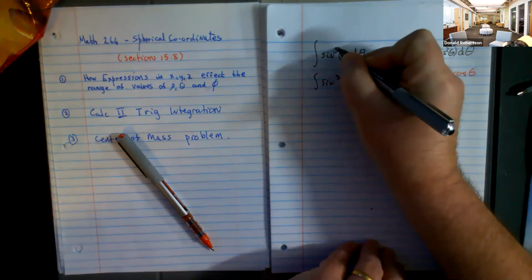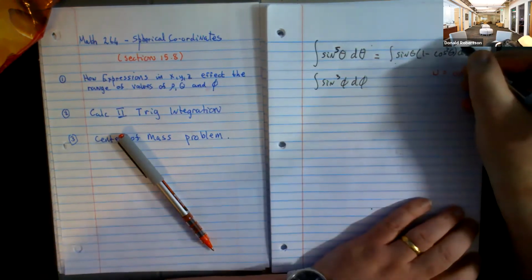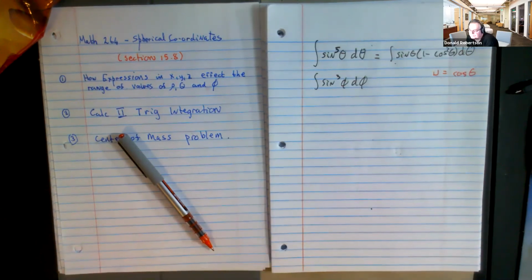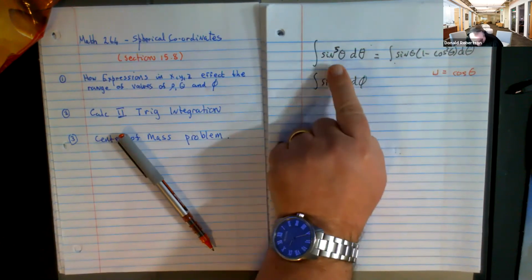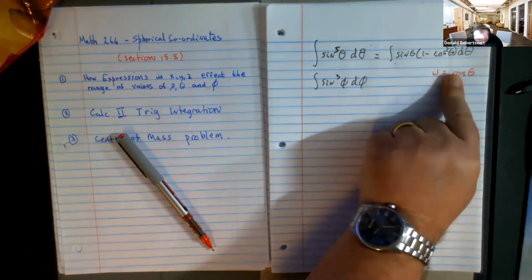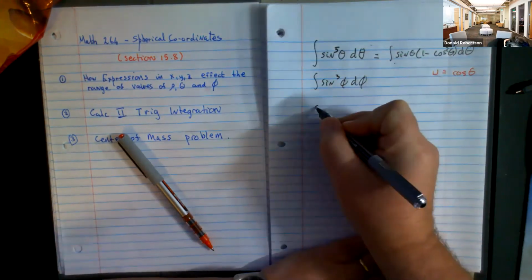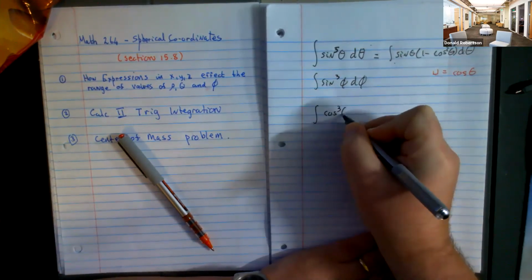Suppose it was sine to the 5th. God forbid they ever do that to you, but just in case. You wouldn't change it that much. You see, all I've done is sucked out a sine, and the sine to the 4th becomes 1 minus cos squared, squared. And it's still the U sub. What would you do if it was a cosine cubed theta on its own?